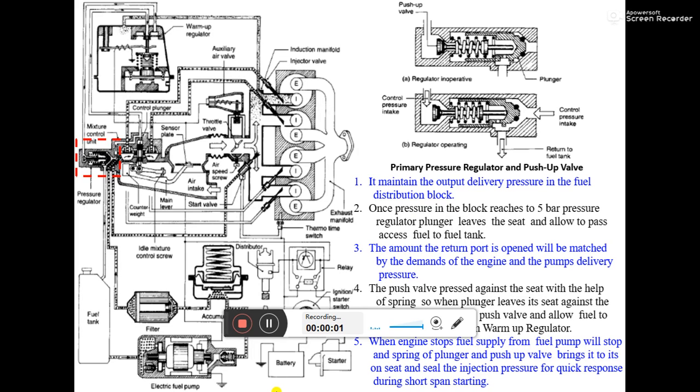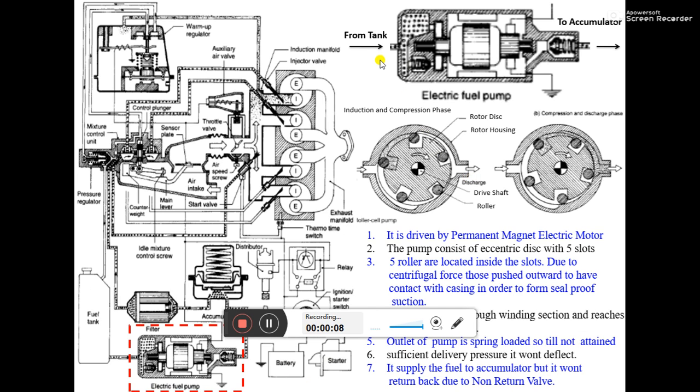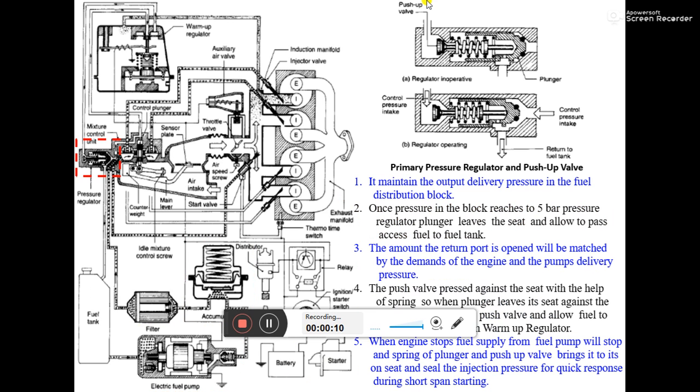In the previous lecture, we went through two or three devices of the K-Jetronic, such as the fuel pump, second the accumulator, and third the pressure regulator. So it is a primary pressure regulator cum push-up valve assembly.